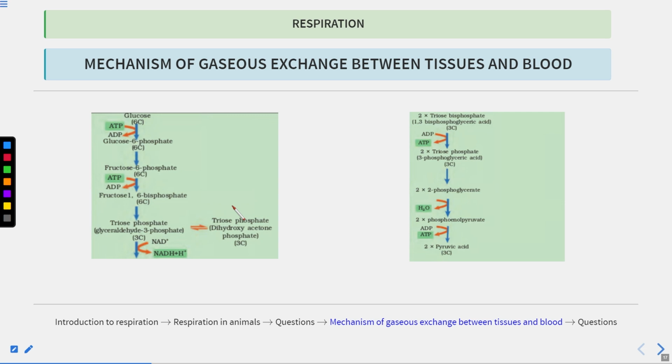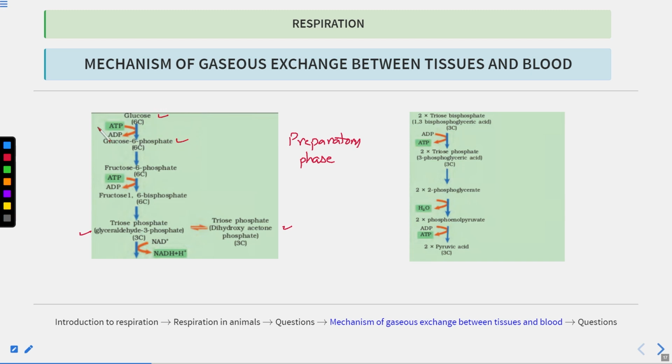In this image you can see the preparatory phase. It is till the formation of glyceraldehyde 3-phosphate and dihydroxyacetone phosphate. During this phase, you can see ATP is utilized. First, glucose is converted into glucose 6-phosphate.